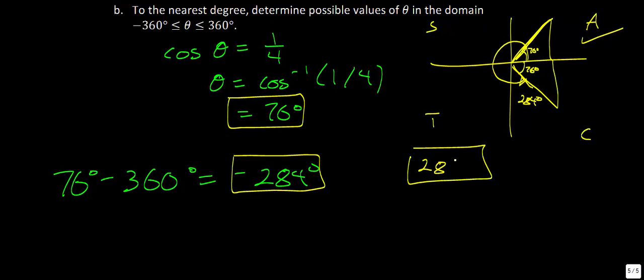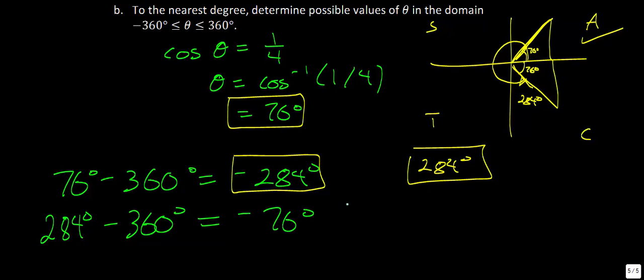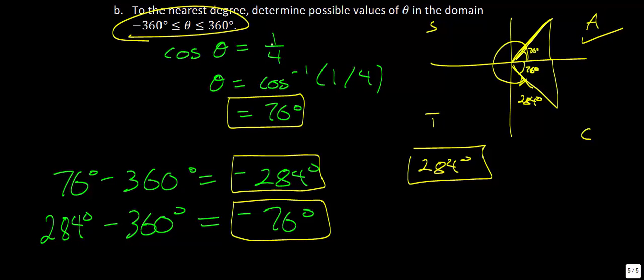Now we need to figure out, are there any angles that are coterminal with 284? Well, we can't take 284 and add 360, but we can take it and subtract 360. So we'll take that information over here, 284 degrees, and subtract 360 degrees. And we determine that our other angle would be negative 76 degrees. So these four that I have in yellow, plus or minus 76 and plus or minus 284, would be the four different angles in this region that give us ratios of cosine of theta equal to 1/4.